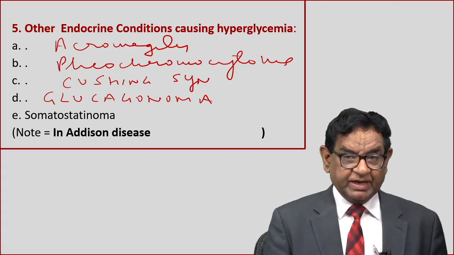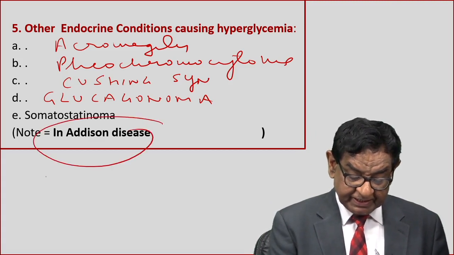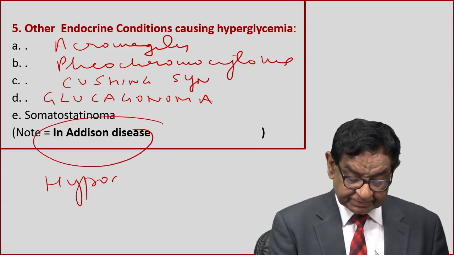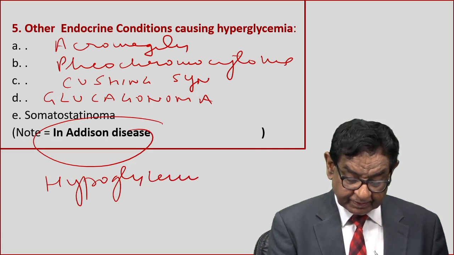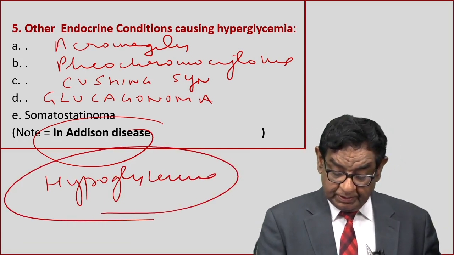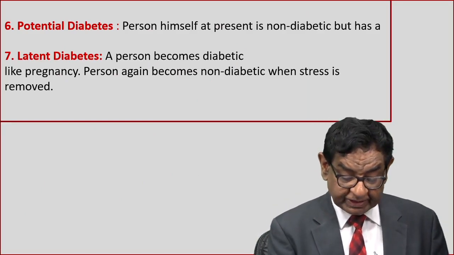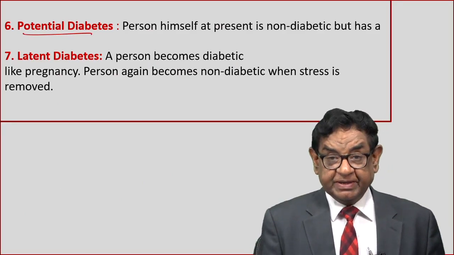But one condition where hyperglycemia is usually not a feature is Addison disease. Here hypoglycemia occurs. Okay. Then we have potential diabetes. What is this? Let's learn the basic concept.